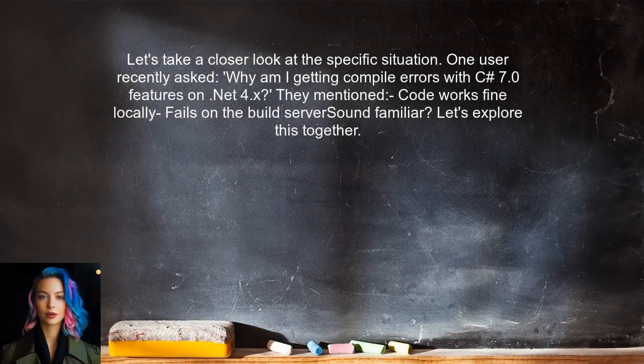Let's take a closer look at the specific situation. One user recently asked, "Why am I getting compile errors with C# 7.0 features on .NET 4.x?" They shared that their code worked fine locally but failed on the build server. Sound familiar? Let's explore this together.